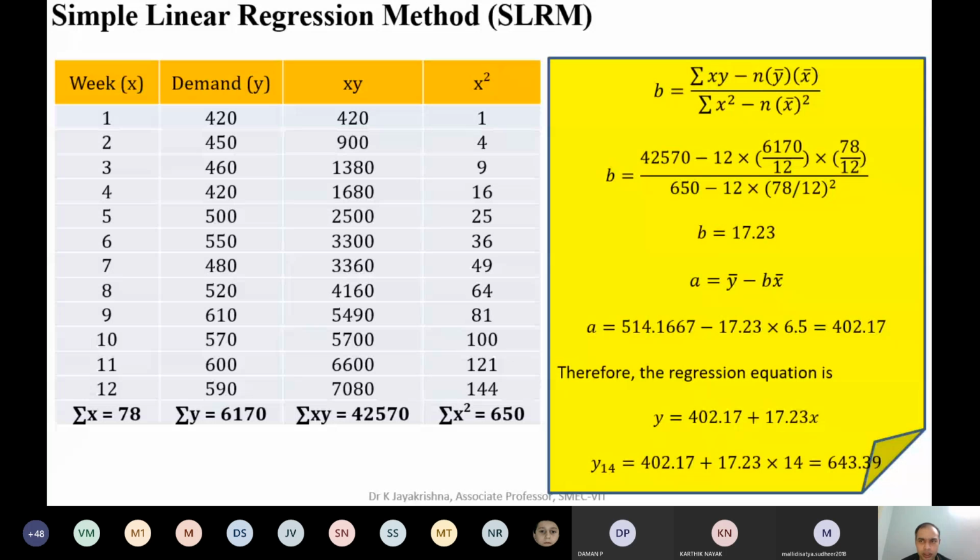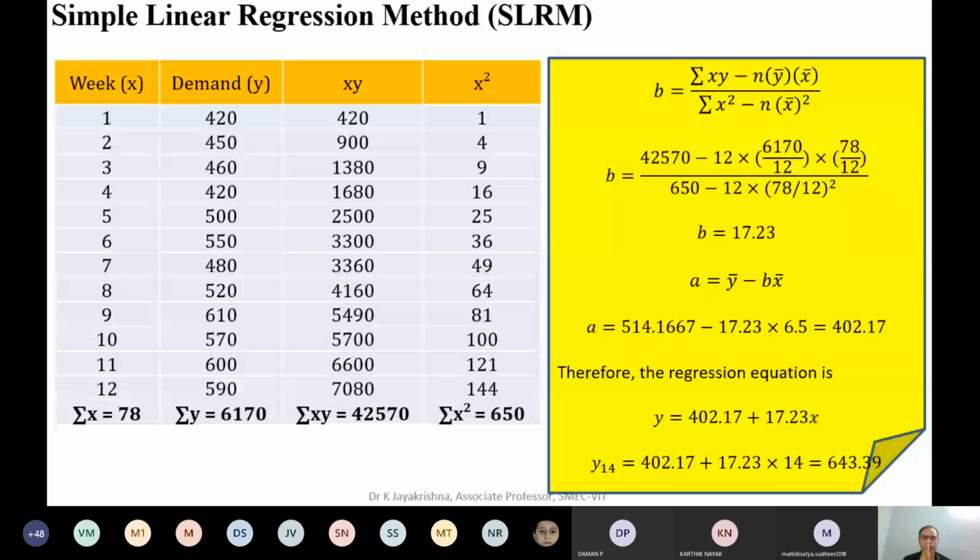I hope you are clear with how you are calculating X bar and Y bar. The summation of all X values divided by the time period will give you X bar, and the summation of all demand values, that is Y values, divided by the number of time periods will give you Y bar. So you should understand how to calculate Y bar and X bar. That is also very important.